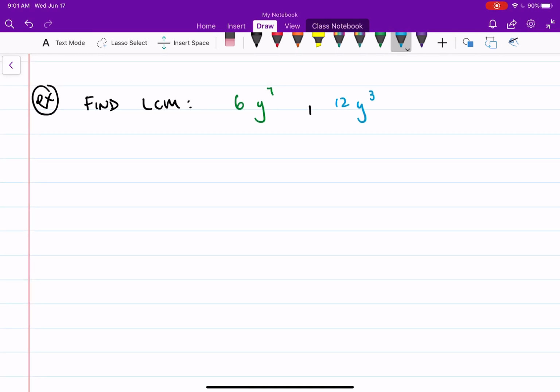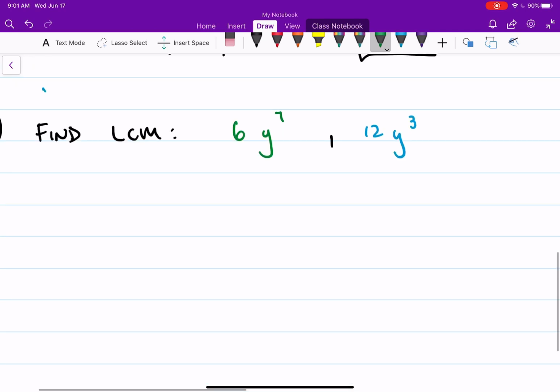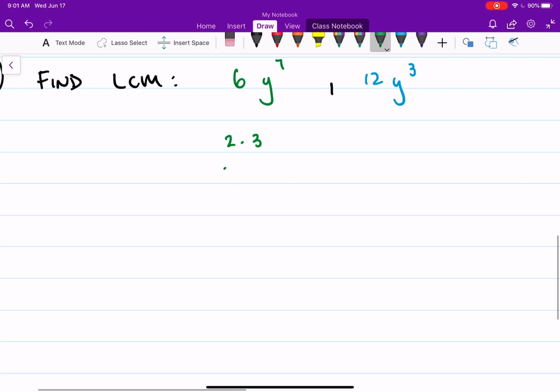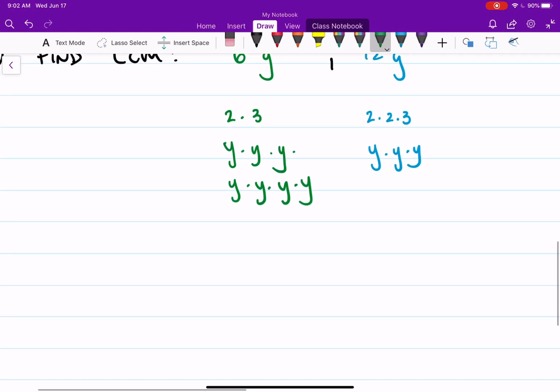Okay, so let's break each one of them down. The green is going to be 2 times 3, and then I'm going to have 1, 2, 3, 4, 5, 6, 7 y's. Okay, and the blue 12 is going to be 2 times 2 times 3, y times y times y. Actually, I'll bring this y down here. Okay, so here's my two separate bags, right?